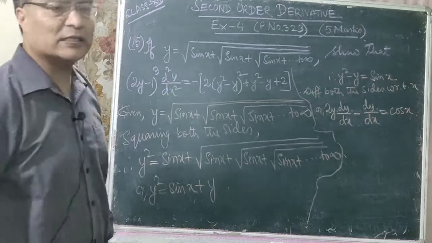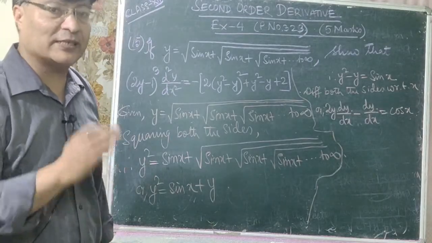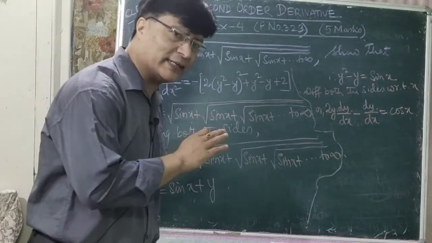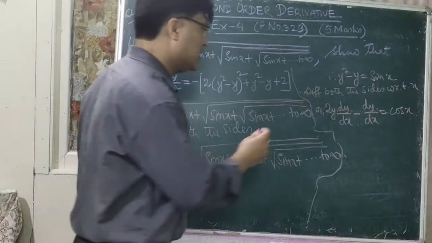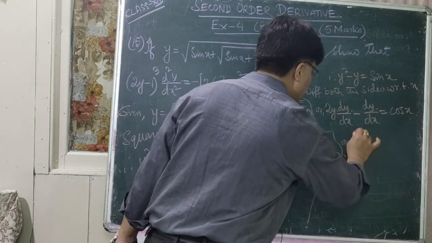So from here, let us find out the value for dy by dx. Let us solve for dy by dx. You can get the value for dy by dx. So what is common here now?